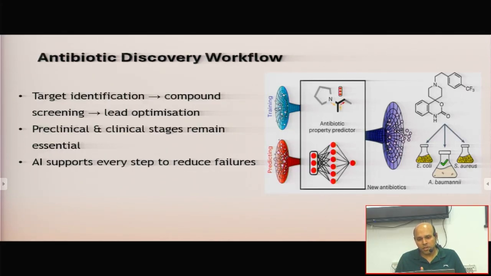Okay, so in the picture, you can see there is a training data set with an antibiotic property predictor. And then you have a predicting data set, and you can see new antibiotics that can come out of that as a result of pattern recognition or quantitative structure-activity relationship, QSAR, based similarity between the drugs. And further on, you can see it is being tested in the lab environment initially, and then it will go on to preclinical and clinical stages.